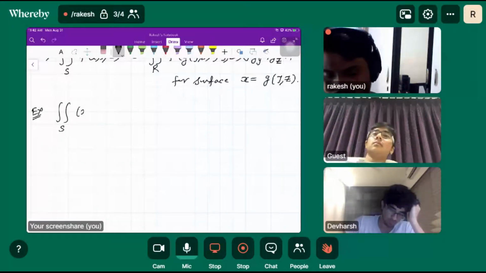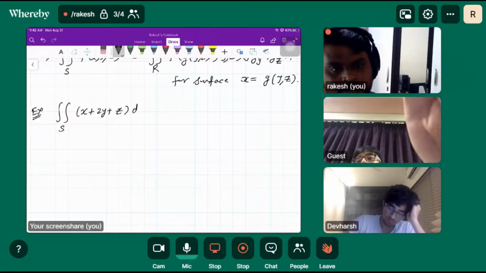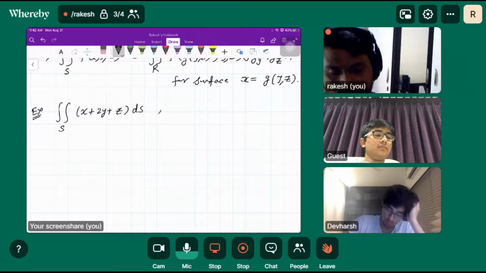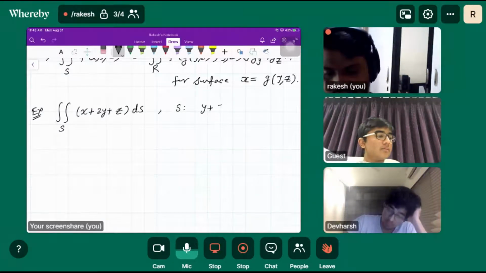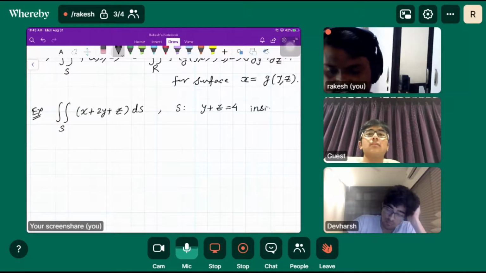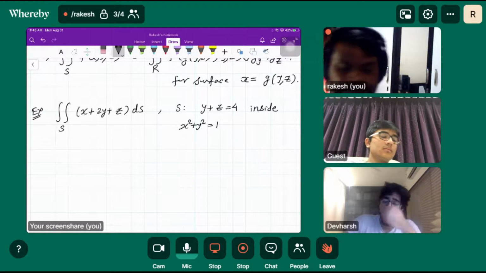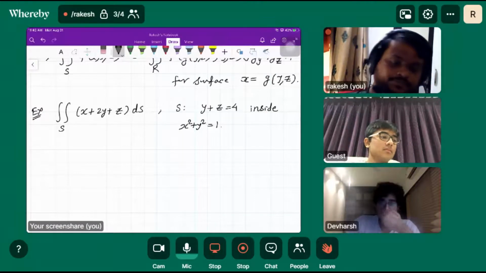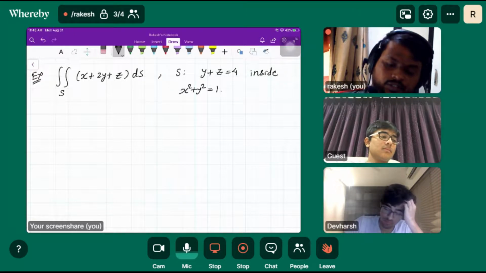The integral is the surface integral of x plus 2y plus z dS. Okay, and S is defined as y plus z equals 4 inside x square plus y square equals 1. Okay, so can you imagine our surface here?